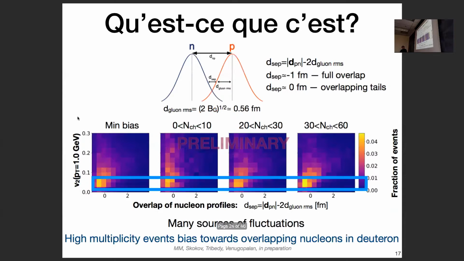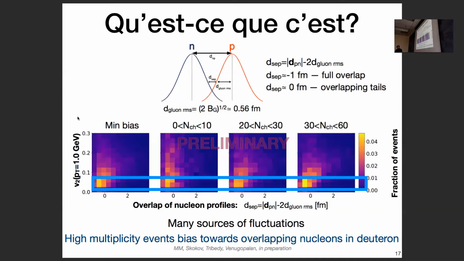The only thing I really wish to draw your attention to is that despite there being many sources of fluctuations, including projectile, target, QS fluctuations, color charge fluctuations, we see that very close configuration. So this d-separation of 0 seems to give a lot of events, and maybe this would suggest that high multiplicity events are biased towards overlapping nucleons in the deuteron, especially for the highest multiplicity class. If you look at the vertical axis, it seems that low multiplicity events seem to have a higher V2.